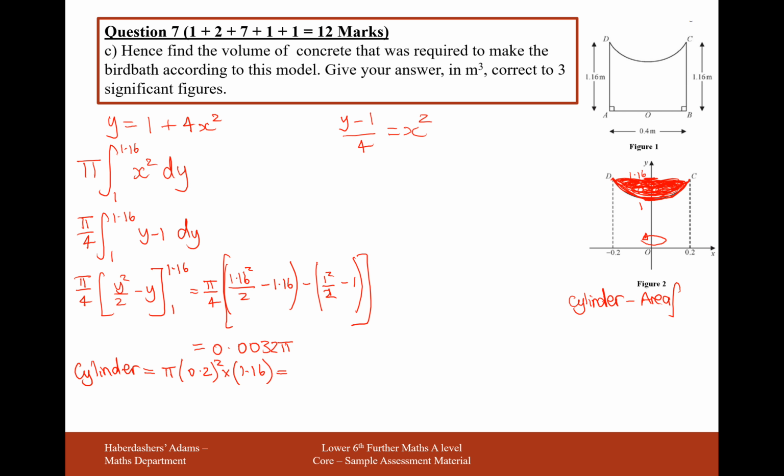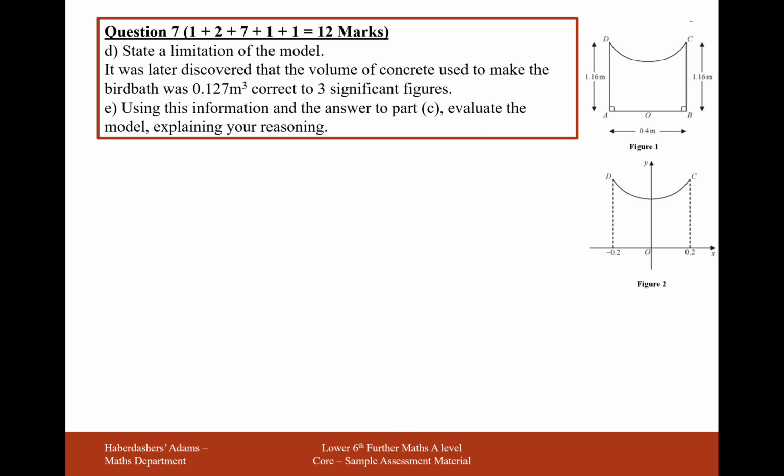And for that we're going to get 0.0464 pi, and then quite simply the volume of the bird bath is going to be equal to the cylinder, 0.0464 pi, take away 0.0032 pi, and to three significant figures it's 0.136 meters cubed. Perfect.